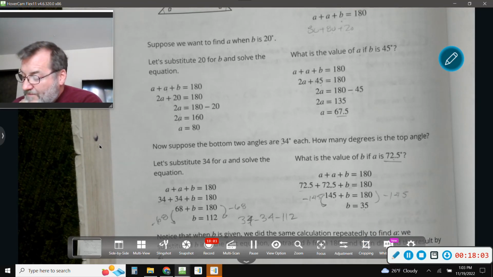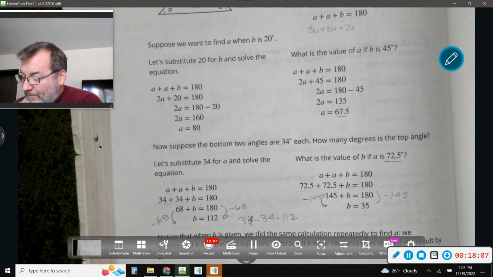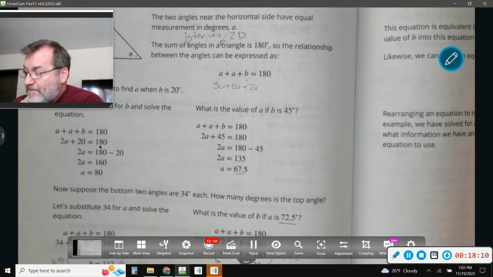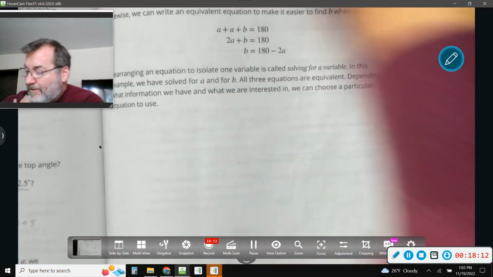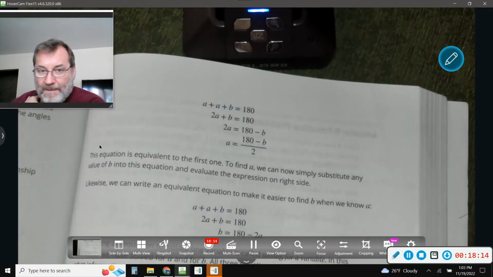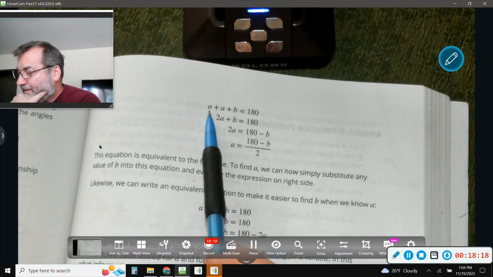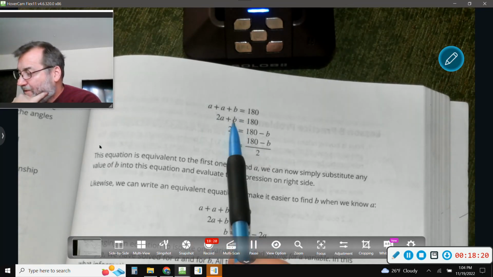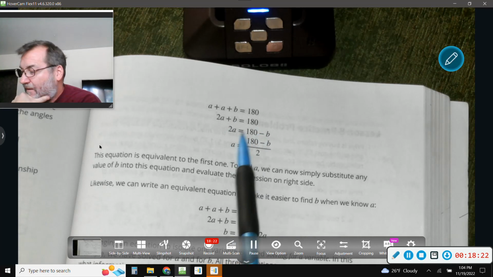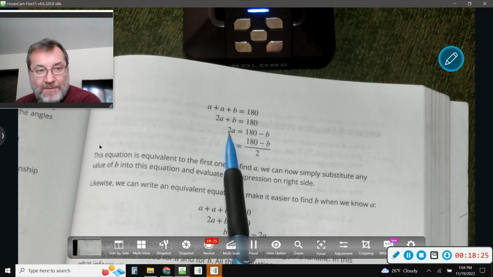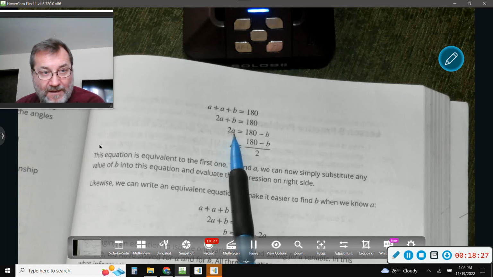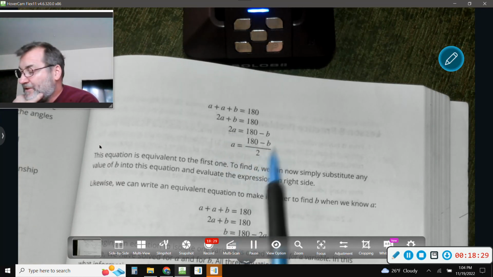Instead of taking these steps over and over, if we know B and we want to find A, we can rearrange to isolate for A. So here, they're doing what we did before. They're taking this equation and solving for the value of A. So we're going to put B on the other side using subtraction, and then divide by 2, 2 being the coefficient of the unknown. And so you get this equation right here.